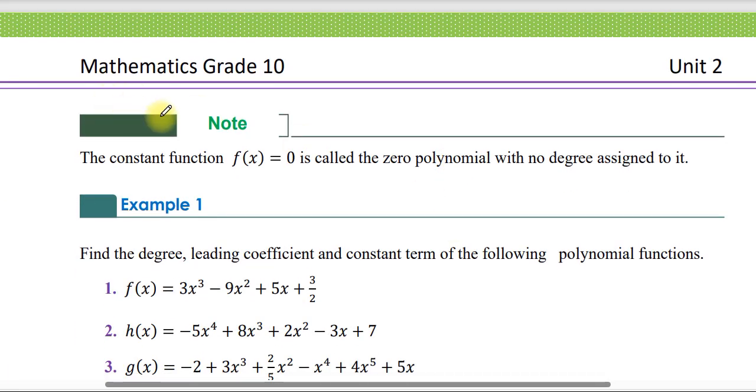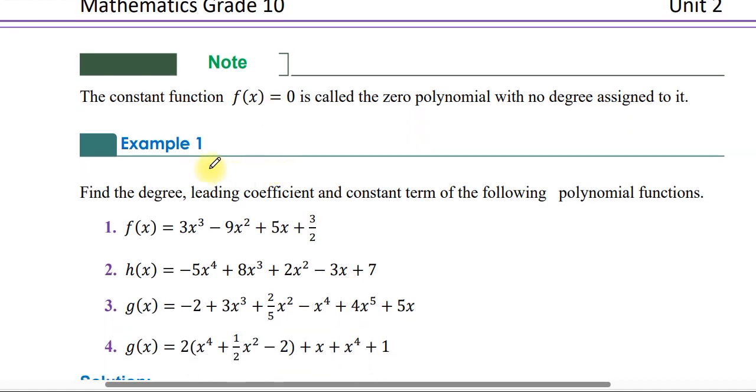Here we have a note. The constant function f of x which is called 0 is called the zero polynomial, with no degree assigned to it. If you find a function f of x which is called 0, it's also a polynomial function. It has no degree; a polynomial function f of x which is called 0 has no degree.